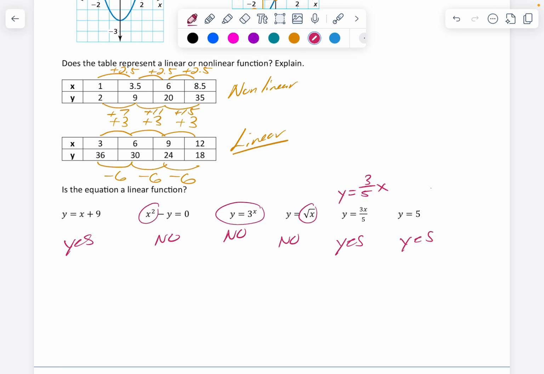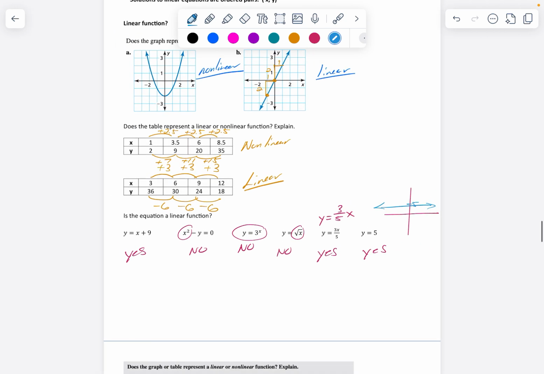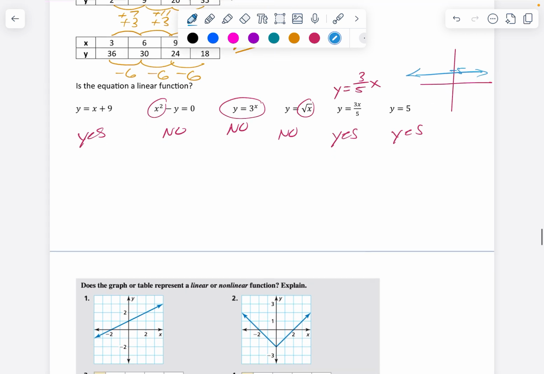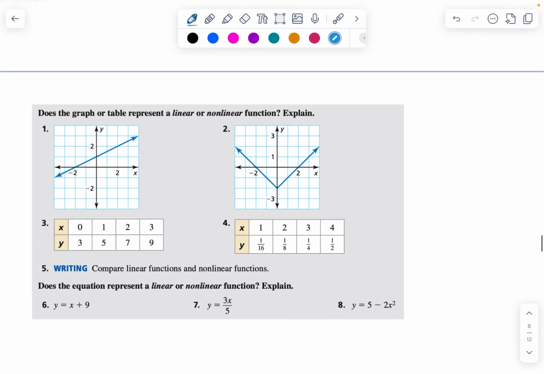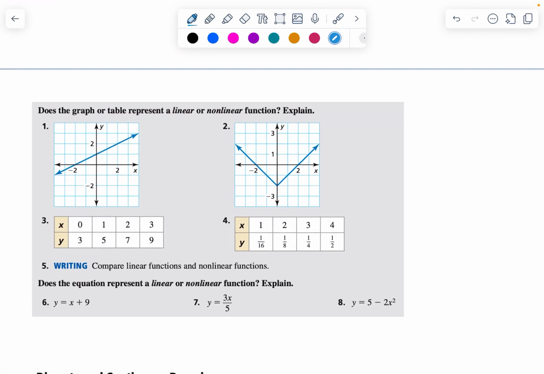And this last one is yes, because if we were going to graph this, if we called that 5 and graphed it, that's what it would look like. So it is a straight line. It would pass the vertical line test. All good. All right, so pause the tape. You try these now, and then push play, and we'll go over them.